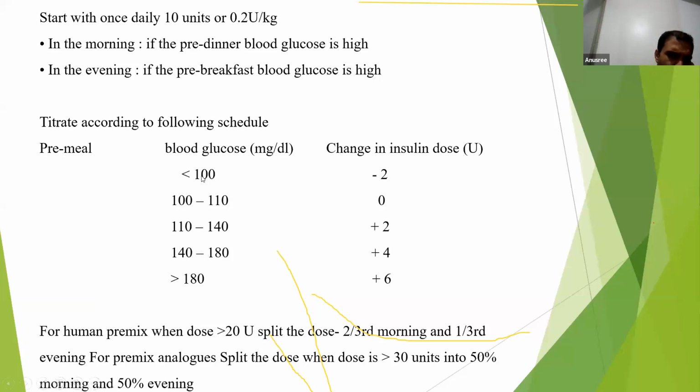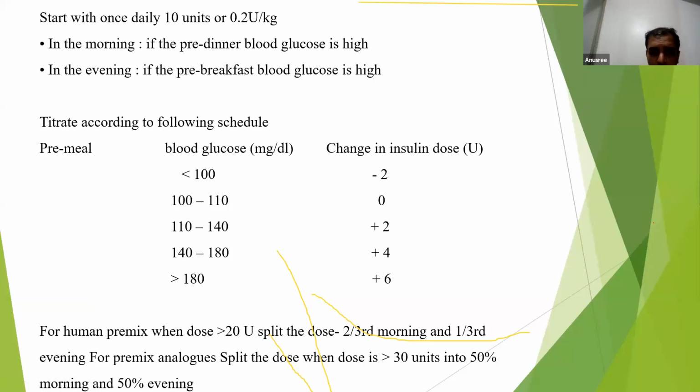If the blood glucose is less than 100, we reduce the dose by 2 units. If it is 100 to 120, we don't need to change. If it is 120 to 140, we can increase by 2 units. If it is 140 to 180, we can hike the dose by 4 units. And if it is more than 180, hike the dose by 6 units.